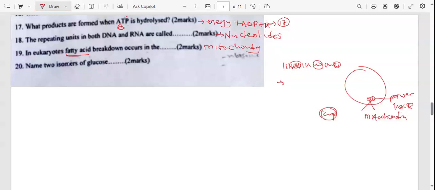Then name two isomers of glucose. So we are talking about the monosaccharides of glucose. Glucose is a disaccharide, to say. So the isomers we're showing now, what are the things that will be formed that make up glucose? One of them is what we call galactose. So watch the video on micromolecules, you'll be able to see that. So galactose and fructose. These are monosaccharides, so they form what we call glucose that you're able to see there.